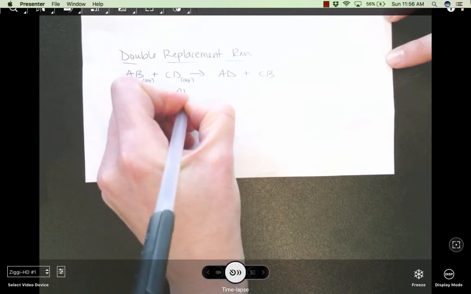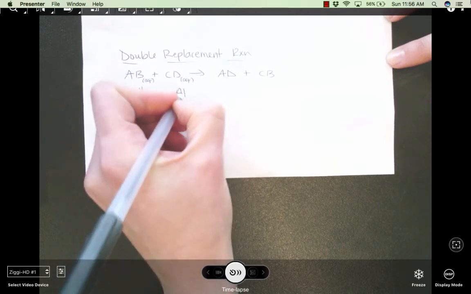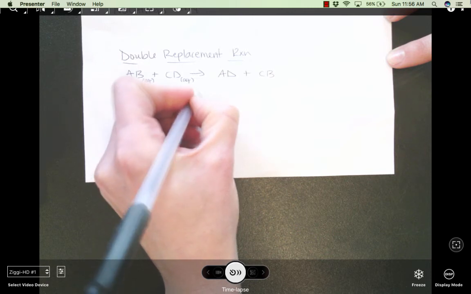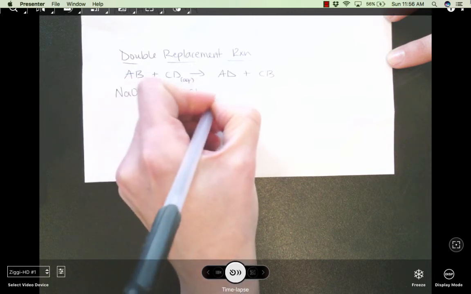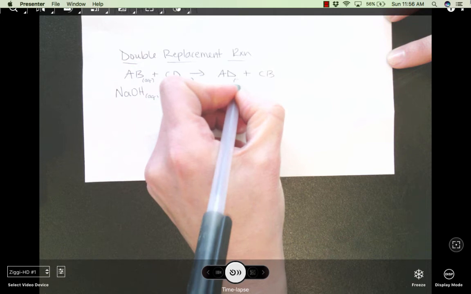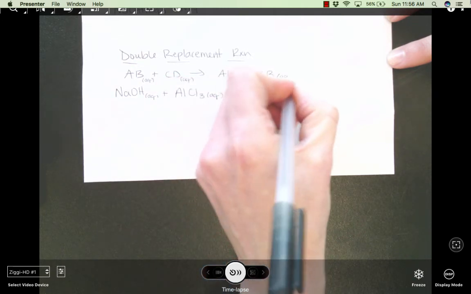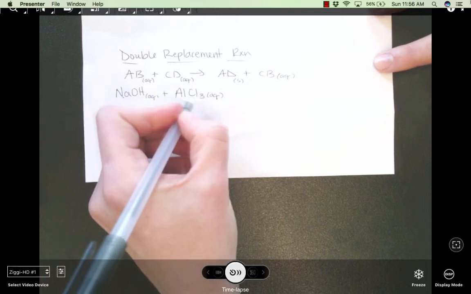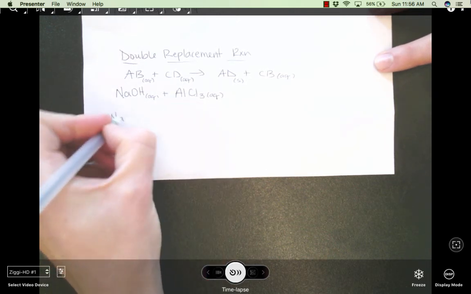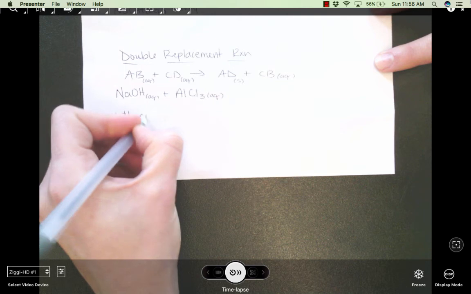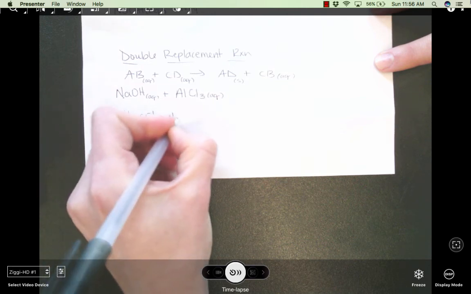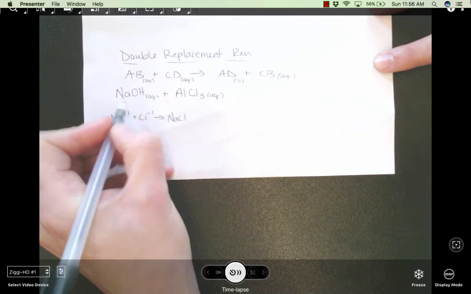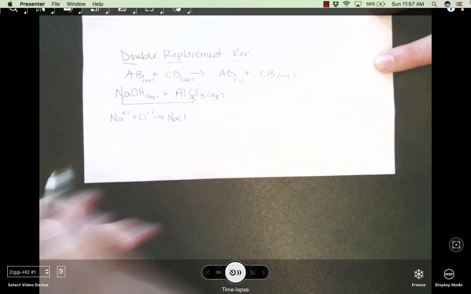And we add that to aluminum chloride. It's going to produce a precipitate, which is solid, and an aqueous solution. So let's figure out what's what. So if sodium is A and chlorine is D, sodium takes on a +1 charge as a cation, chlorine takes on a -1 charge as an anion, so it forms NaCl. So that would be this one and this one.